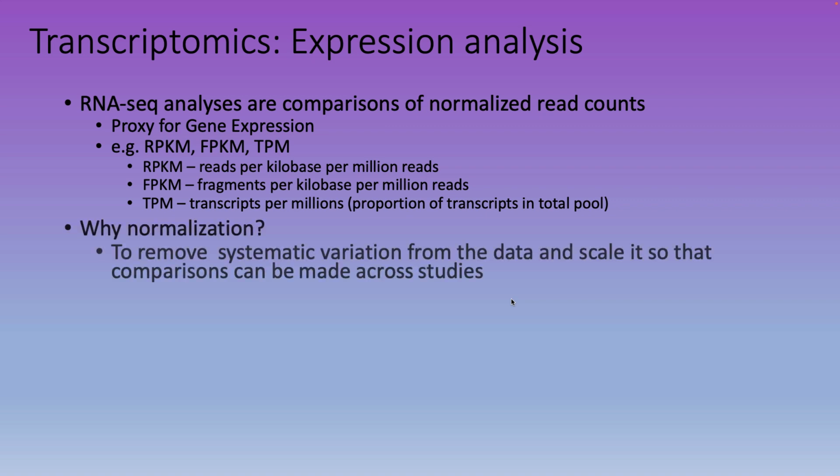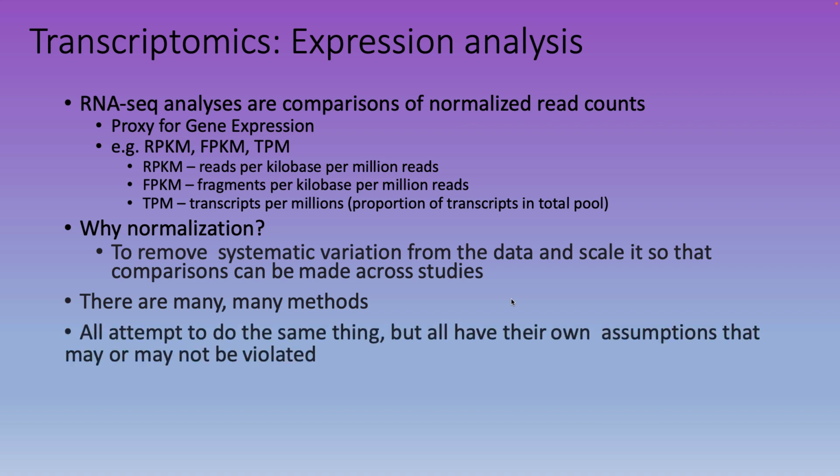And all of these are efforts to normalize our data. We're trying to normalize the data to remove some of the systemic variation that's going to happen in our data just due to the nature of RNA-seq and the nature of the analysis. And by doing this, we're going to allow for comparisons to be made across studies. There are a lot of various ways to accomplish this, and they all attempt to do the same thing, but each one has its own specific idiosyncrasies. So it's important that we think about why we might pick one analysis type over another.